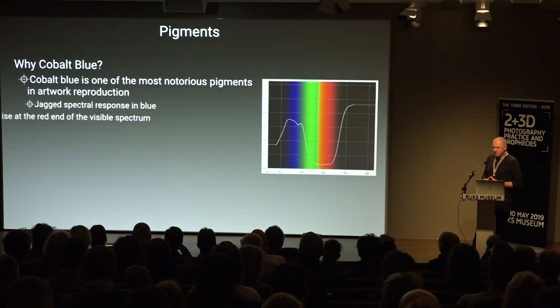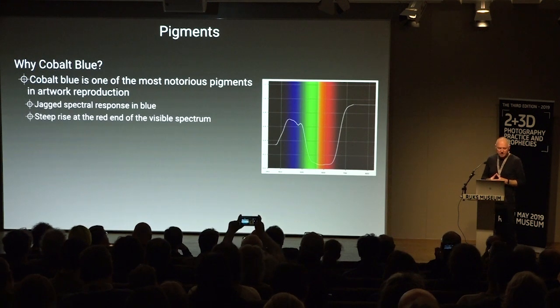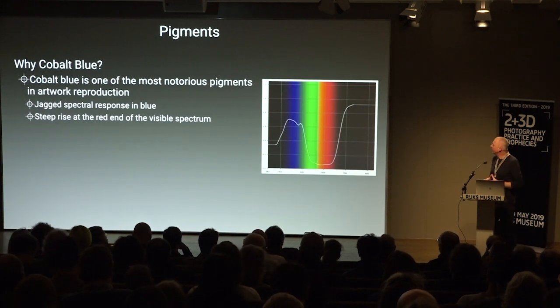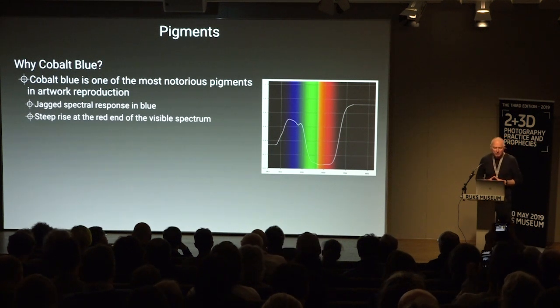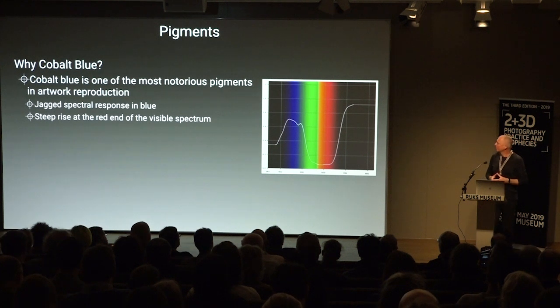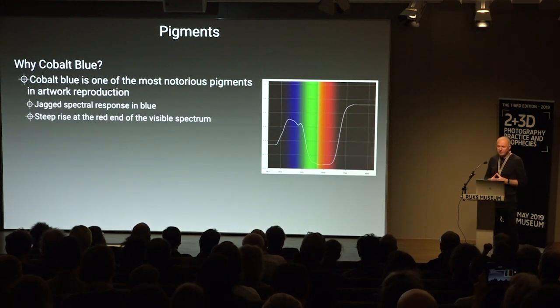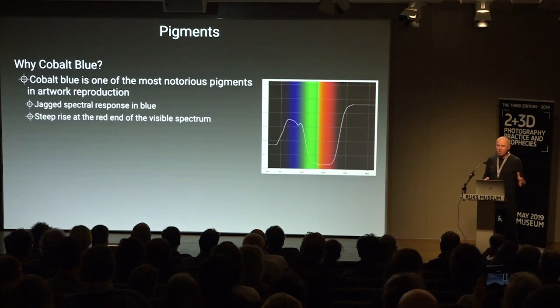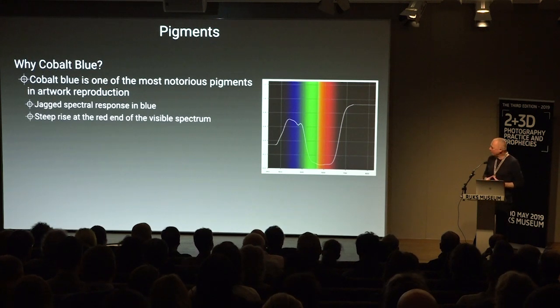So let's get to the title of this talk, Cobalt Blue. Why did I choose Cobalt Blue as a sample for this talk? It's one of the most notorious pigments in artwork reproduction. And the spectrum shows why that is. It's jagged in the blue part of the remission of light that you shine onto this pigment.